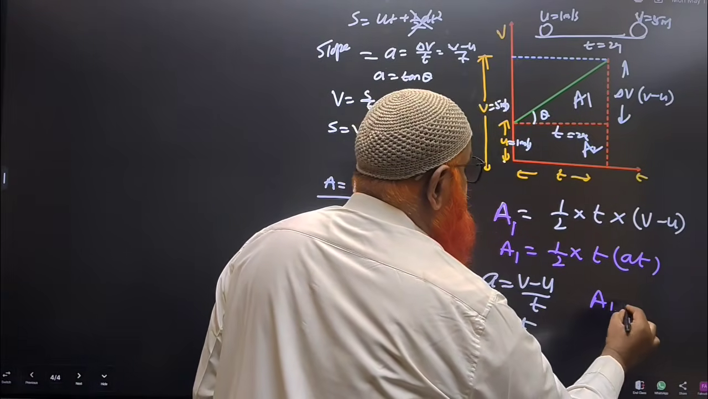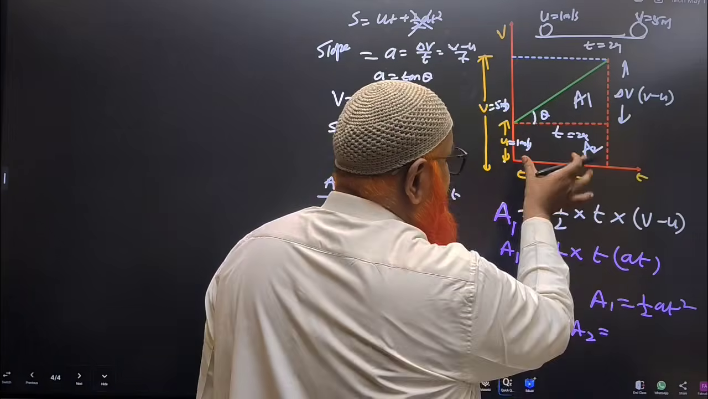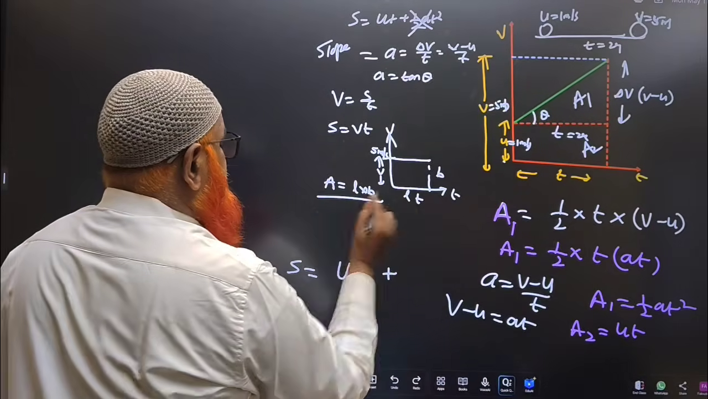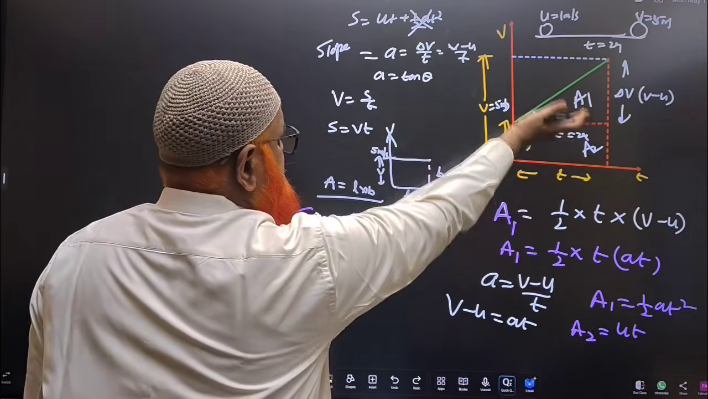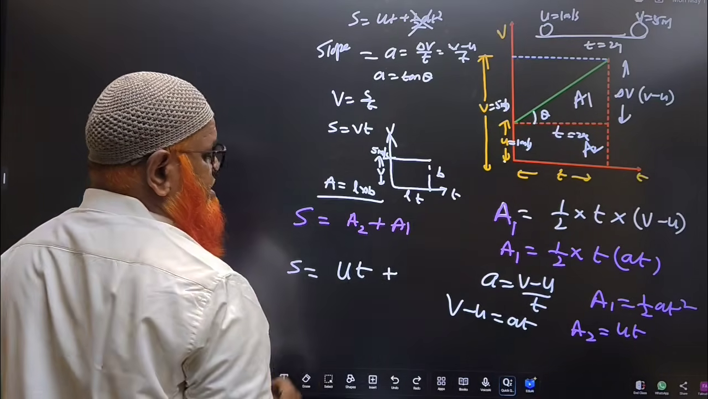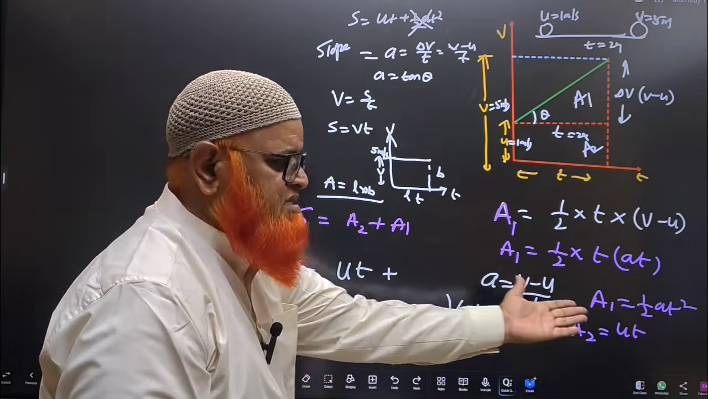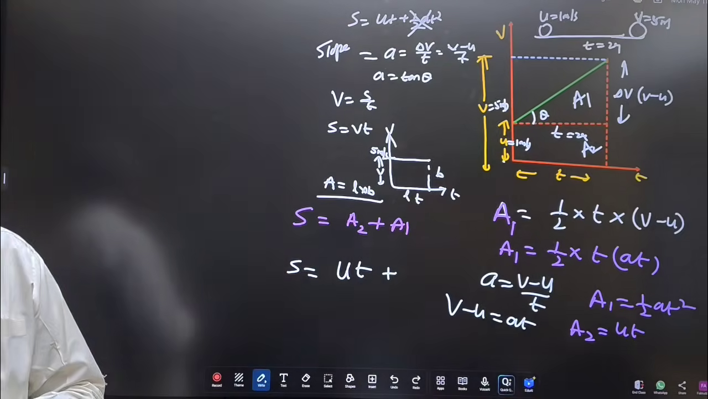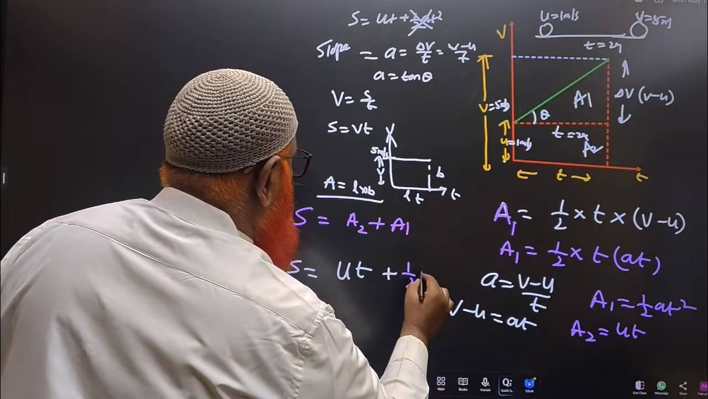So finally a1 is nothing but half at square, and a2 is nothing but length into breadth, which is nothing but u into t. So here the displacement is taken as the first area, which is a2 below, then the second area, which is taken as a1. So a2, which is taken as ut, plus a1, which is taken as half at square, is ready. So situational derivation is there, and graphical derivation is also there for that. Hope you understand.